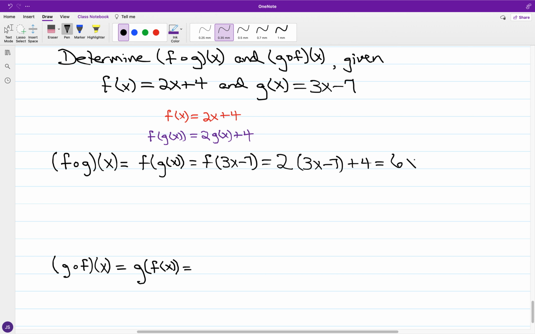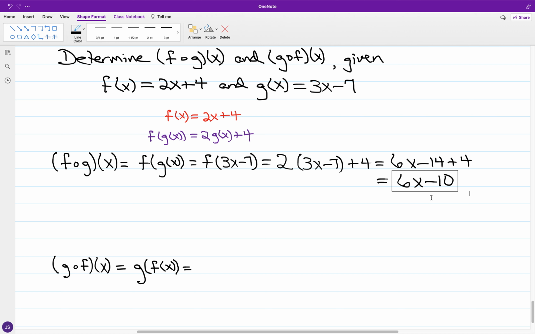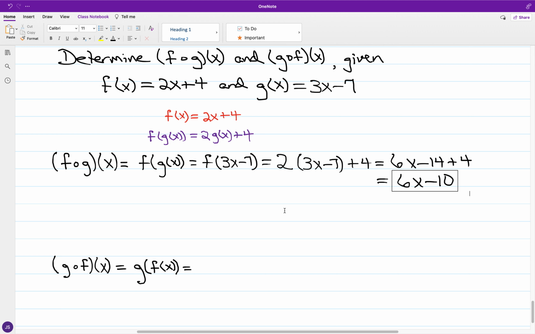So this is going to be 6x minus 14 plus 4. And finally we have 6x minus 10. And this will be the output for f composed with g of x.